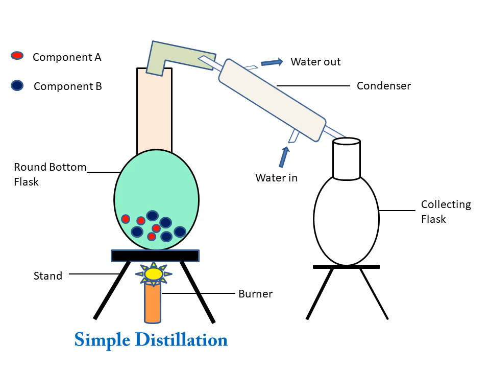At the bottom, a burner is kept, and this round bottom flask is connected with the condenser, which is connected with the water inlet. By circulating water in the condenser, water will go out, and the liquids, depending upon their boiling points, are going to collect in the collecting flask.